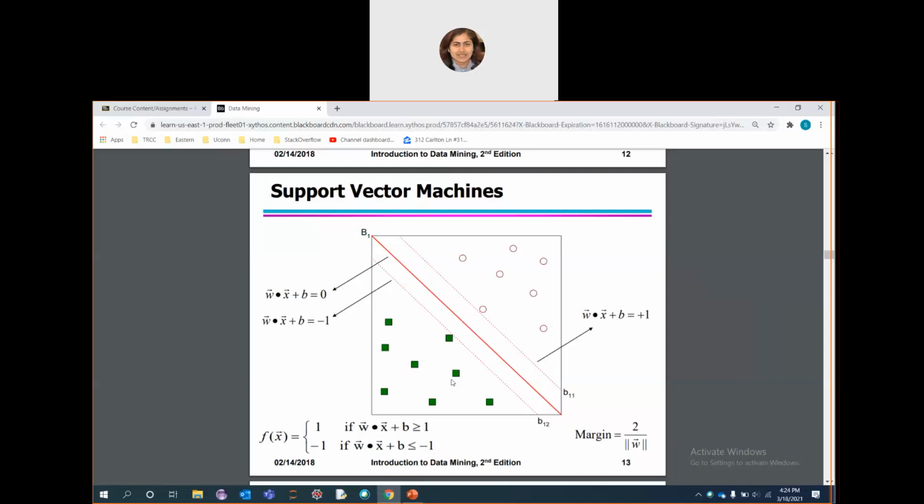Our formula is somewhat related to this equation of a line. The generic equation of the separating hyperplane can be written as wx plus b equals 0. This is your generic equation. Here x represents the attributes, and w and b represent the parameters of the hyperplane. This is the main equation of the hyperplane, and depending on which side of the hyperplane our points align, the equation changes accordingly.